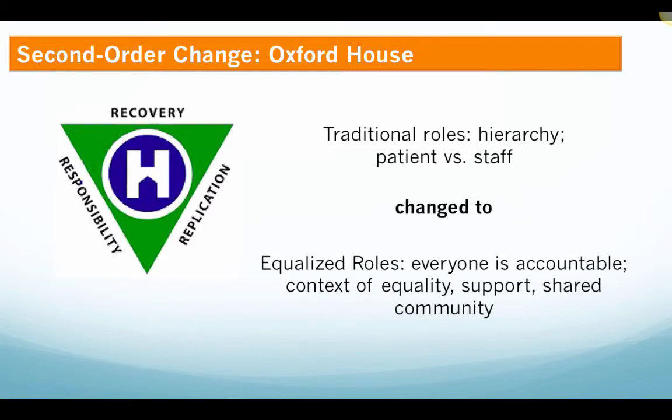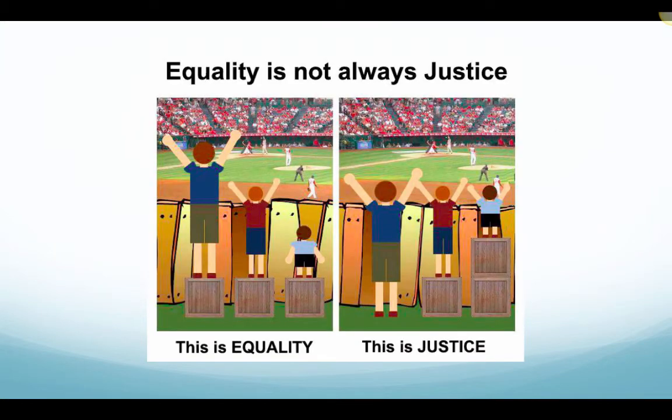The Oxford House represents second-order change because it is not simply focused on the traditional roles of a patient, someone living with an addiction, and the staff. Instead, it makes everyone in the house who is in recovery more accountable for their own behavior and for each other, in the context of equality, support, and shared community. As you've learned, community psychology takes a much more structural perspective to understanding human behavior and conditions. Second-order change efforts include an understanding of how structural and systemic factors contribute to societal problems.